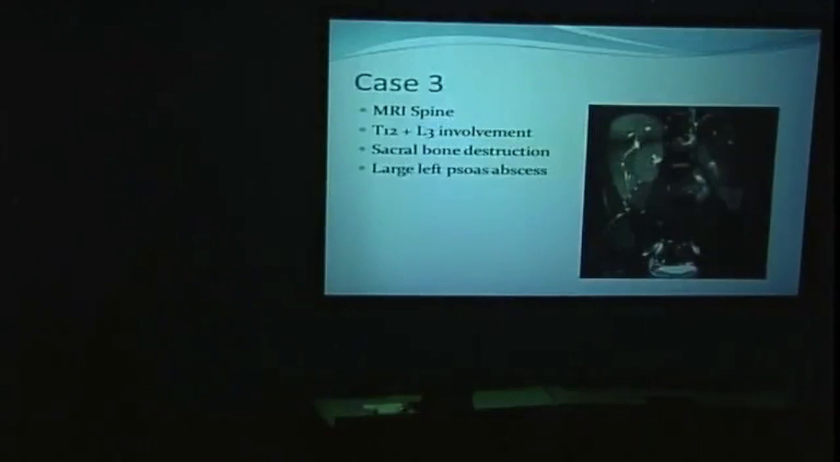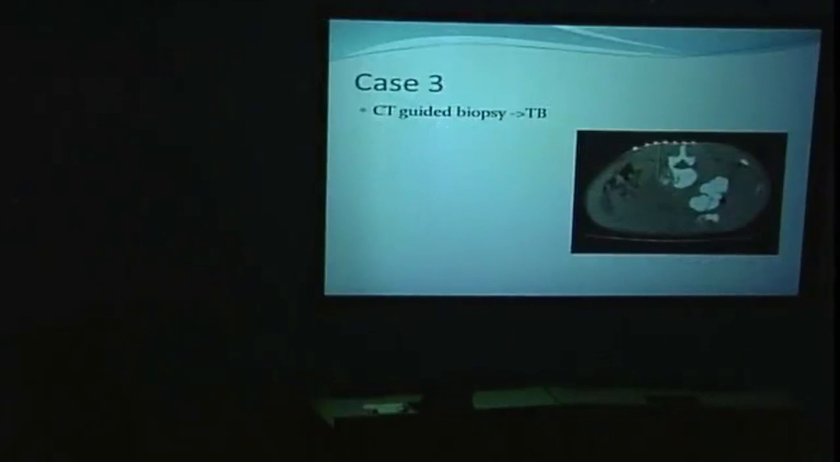And here was the coronal section again, third image. You see around this L3, there was a lot of disc space here, but there's also communicating this large abscess which went down towards the left hip. That explains his presentation.